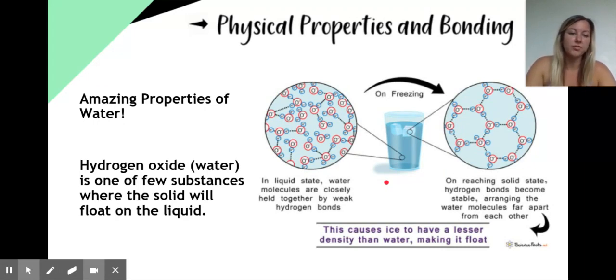When we freeze water, so when it reaches the solid state at 0 degrees C, the hydrogen bonds become much more stable. They spread out from each other, all of the little molecules, and are in a much more stable arrangement, as you can see in this diagram here. Because the molecules push away from each other in the solid state, this makes the solid less dense than the liquid, which means it will float on top.